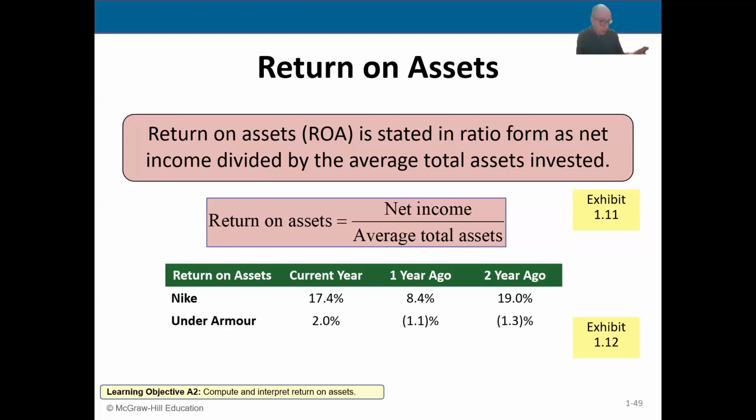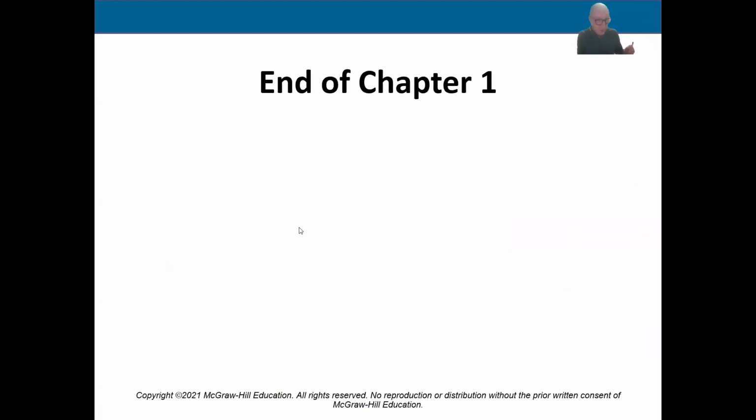We take the beginning balance of total assets plus the ending balance of total assets, and we divide that by 2. That gives us the average total assets. Okay. And that, my friends, is the end of the first chapter.